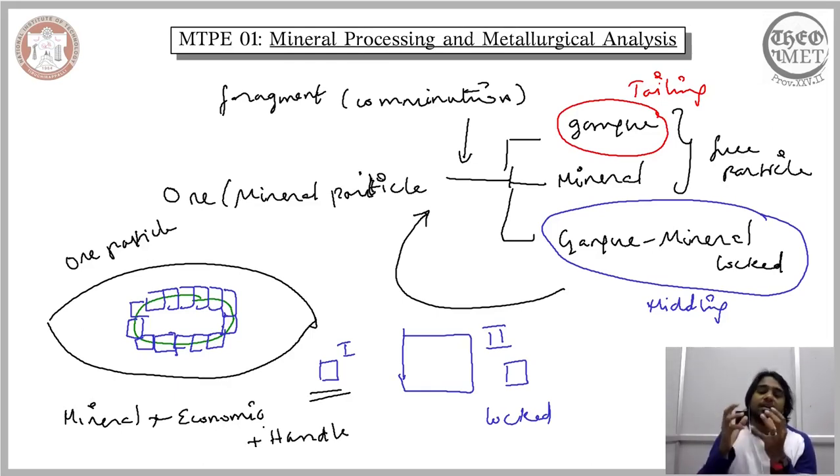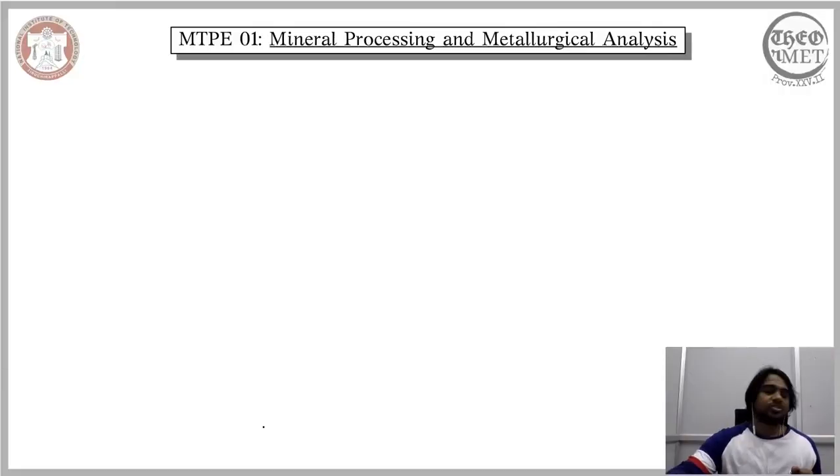is the ability to handle the mineral, or the ability to handle the particles. So these three factors, that is the amount of mineral that is being liberated, the economic investment that is associated with it, and our ability to handle, these three cumulatively decide the process of liberation and the process of fragmentation.